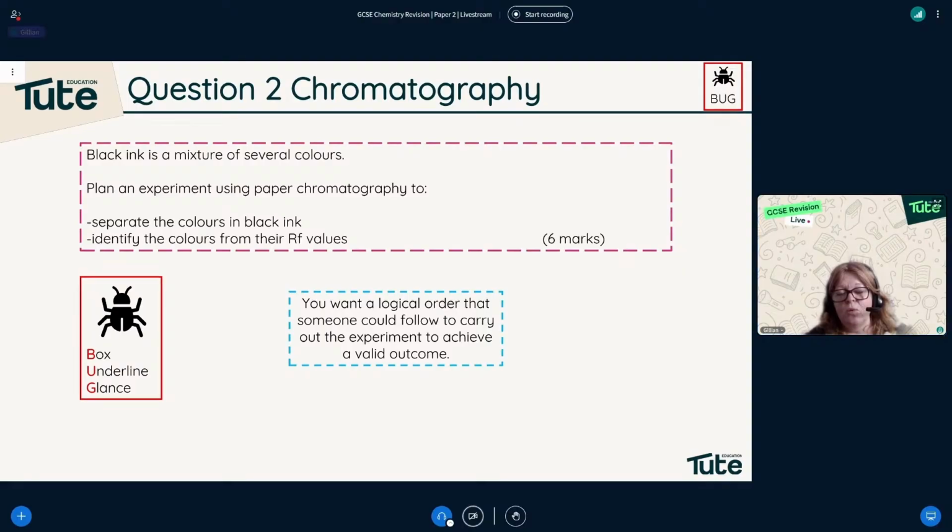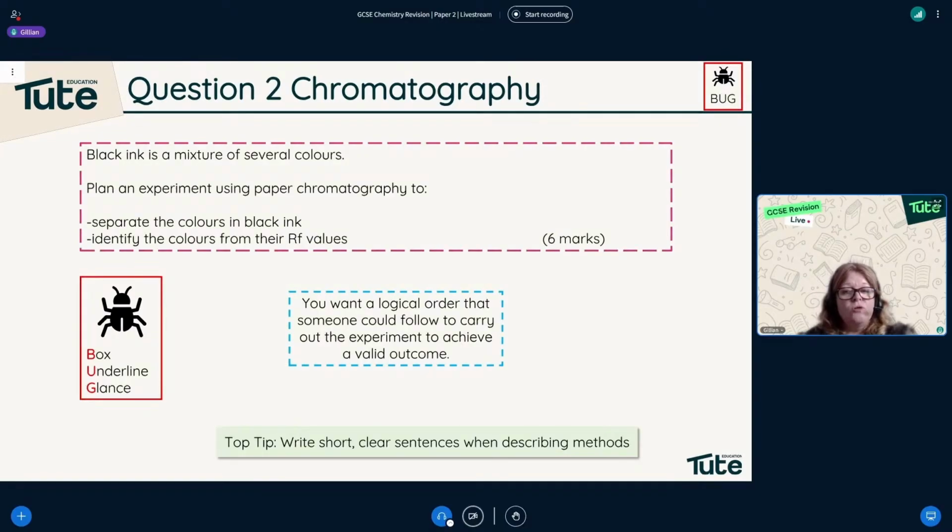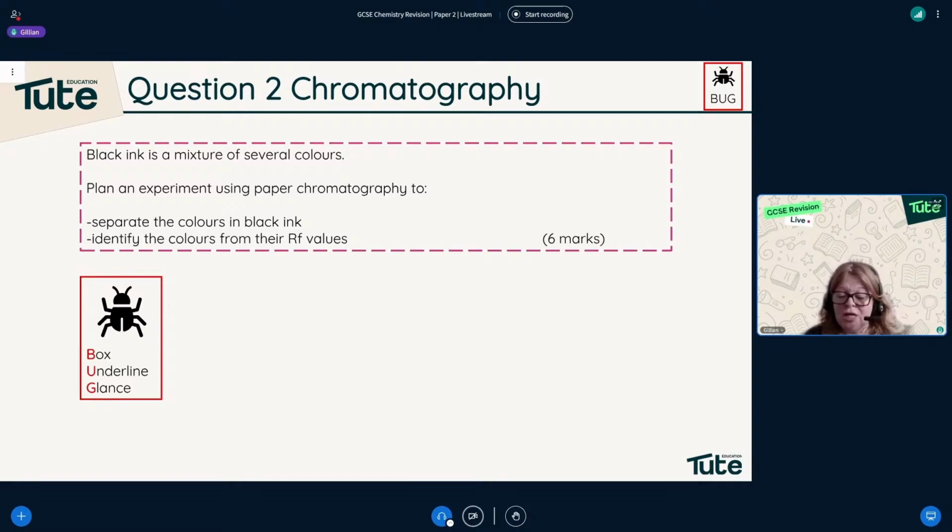So when you're answering these kinds of method questions, you want a logical order that someone could follow to carry out the experiment to achieve a valid outcome. And when you are describing methods, my top tip is to write short, clear sentences. Now, if I was actually answering this question, what I would do personally is I would draw a diagram to help me write my methods. So I would draw my chromatography paper.